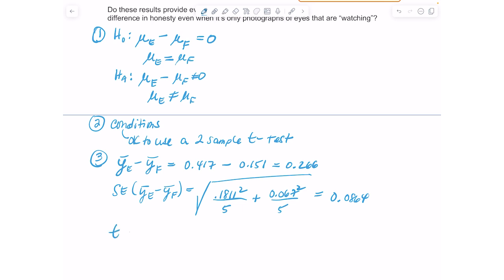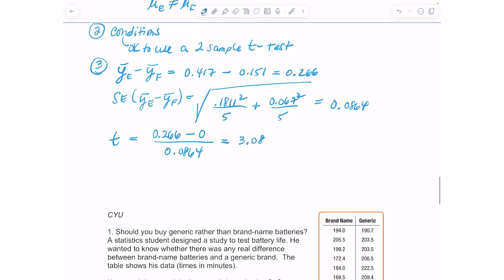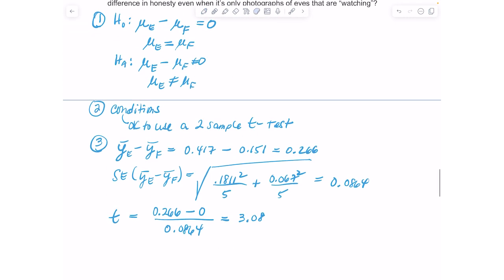Okay, I'm going to find t next. So my t value is going to be my point estimate, and then it's minus the mean from the hypotheses, right? Your claim is 0, there is no difference. And then we're going to divide that by 0.0864. And when you do that, you get 3.08. Okay, let me shrink that a little bit.